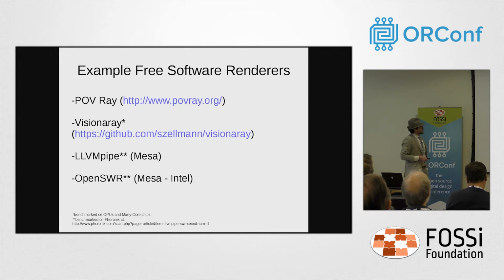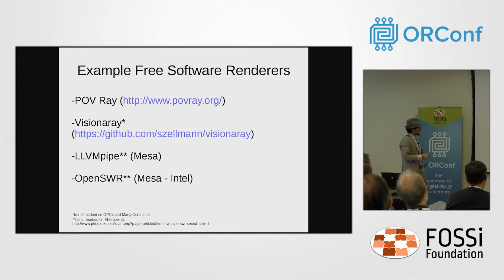So here are some examples of free software renderers. I tried to pick ones that were fairly popular for people who've been using GNU Linux. For people who use GNU Linux, if you're doing anything that's tapping into a graphics card, you're probably familiar with Mesa. If you're doing software rendering, though, they have a renderer called LLVM pipe, which is pretty fast. And then Intel just created one called OpenSWR.